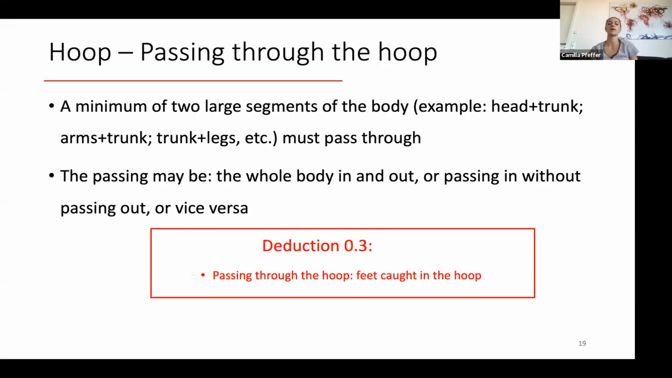And be careful if you pass through the hoop and your feet get caught in the hoop. It's a deduction of 0.3, and it's really a stupid mistake, because you just need to be careful in that case. So be careful that your gymnasts don't make these stupid mistakes that will cost you a lot of points that are not necessary. So give them a hint to be more careful with the hoop when passing through.